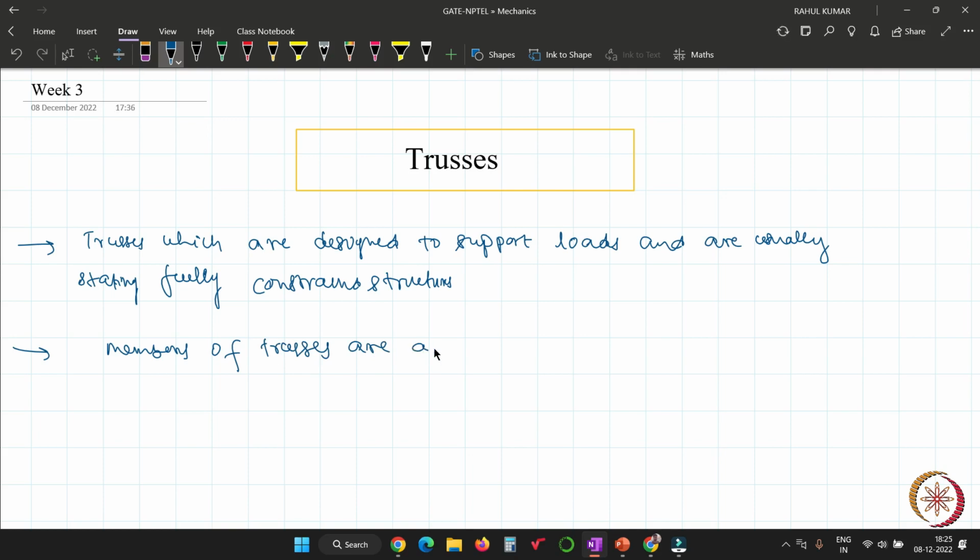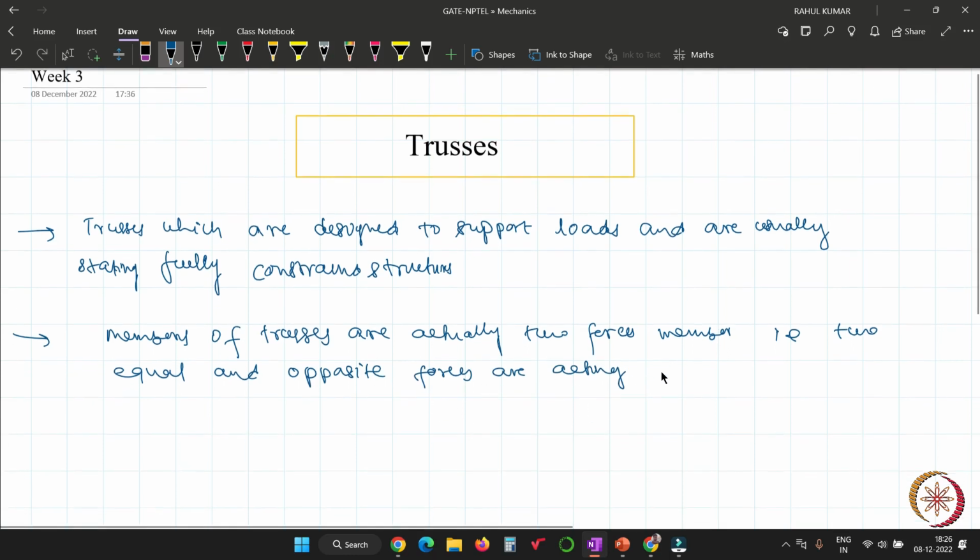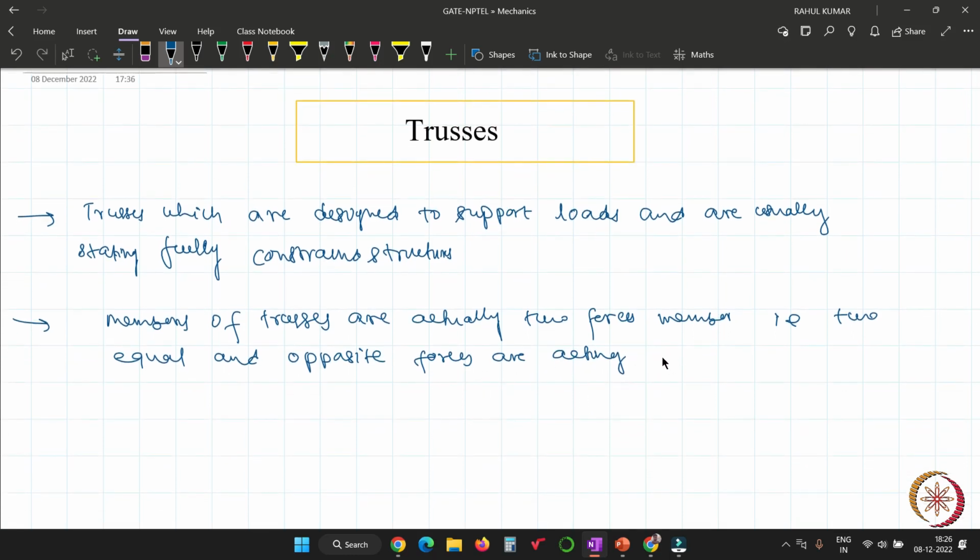Trusses are actually two force members, that is, two equal and opposite forces are acting along the member. So this point is actually very important.